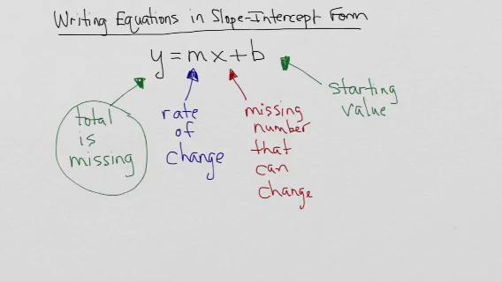Anytime that the total, the final answer in the end after we've added everything together or subtracted everything or whatever we needed to do, that total answer, if it's a missing number, we use slope-intercept form. If it's a number that we know, we're going to use standard form, and that'll be tomorrow's lesson.